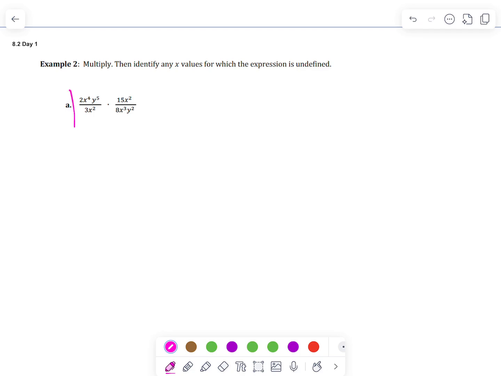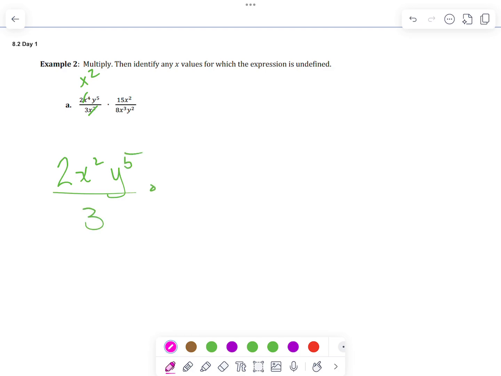I'm going to first start with this rational expression and simplify it. I have a common factor of x squared, so I'm going to reduce that by an x squared. So this just becomes an x squared, and that's a 1. So right now I have 2x squared y to the 5th over 3.